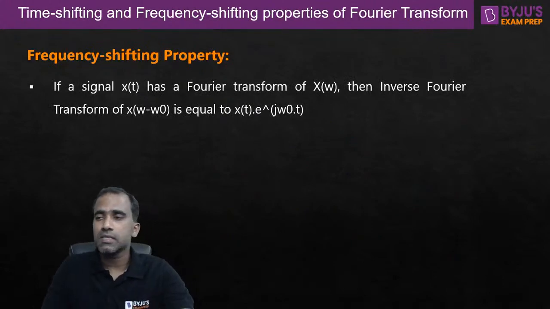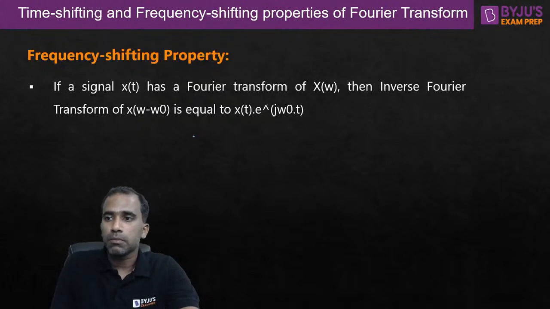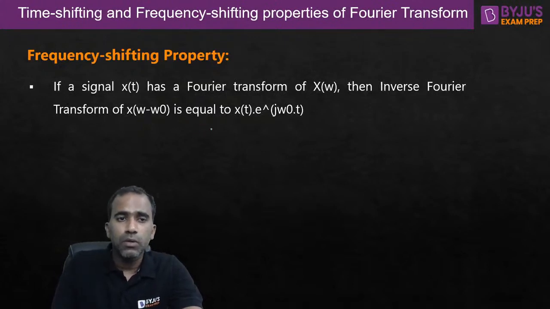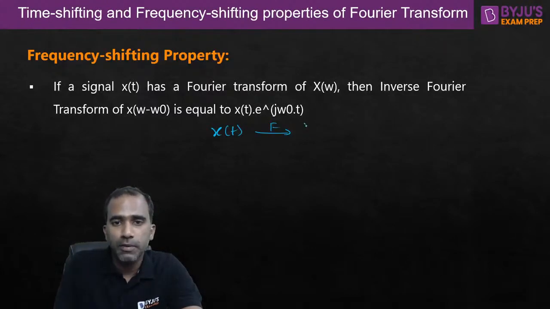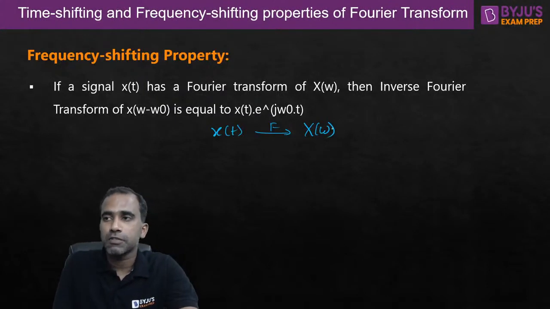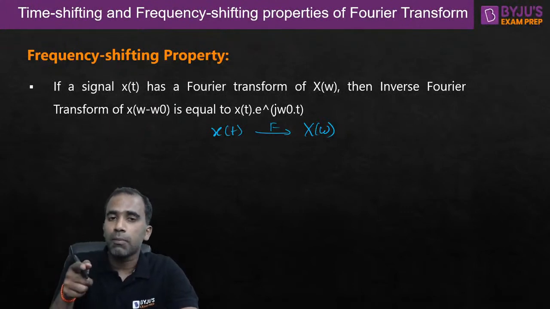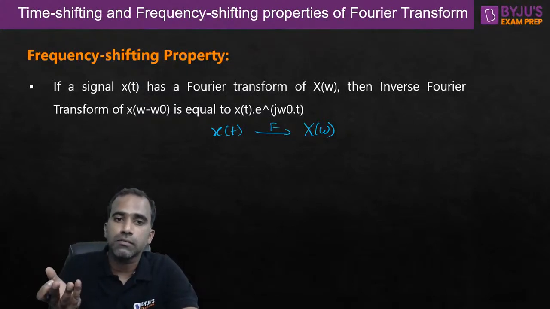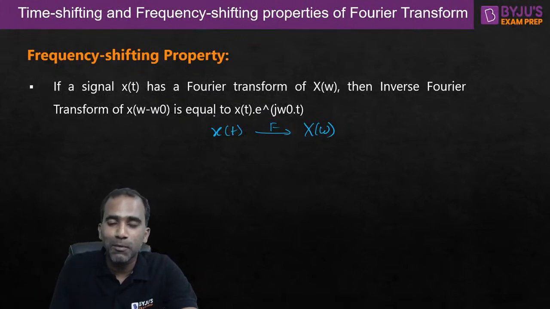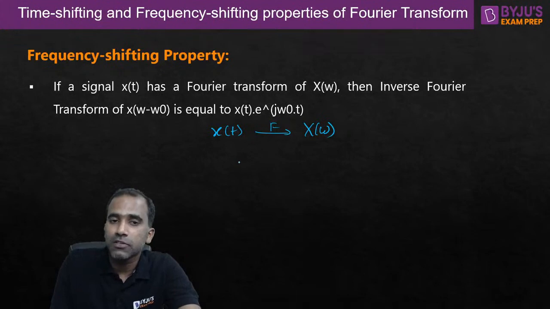Right. So let us discuss the frequency shifting property also, and then we'll move on to problems. What is the frequency shifting property? They are saying that if x of t has a Fourier transform of X of omega, what it means is, if you already know a signal and its Fourier transform, then with the help of the property we can find the Fourier transform of many other signals, such as shifted versions or other variants of it.